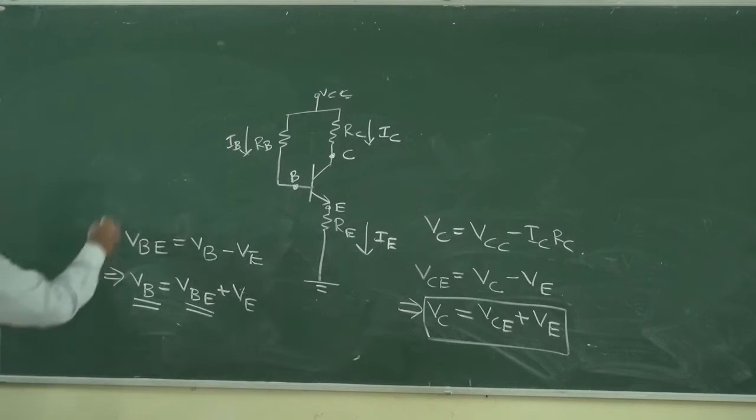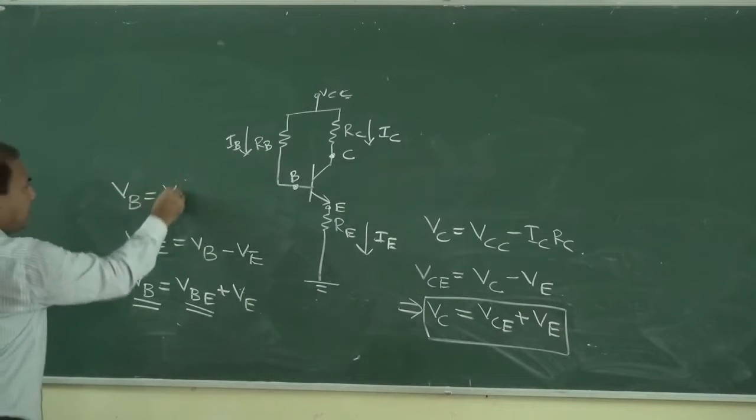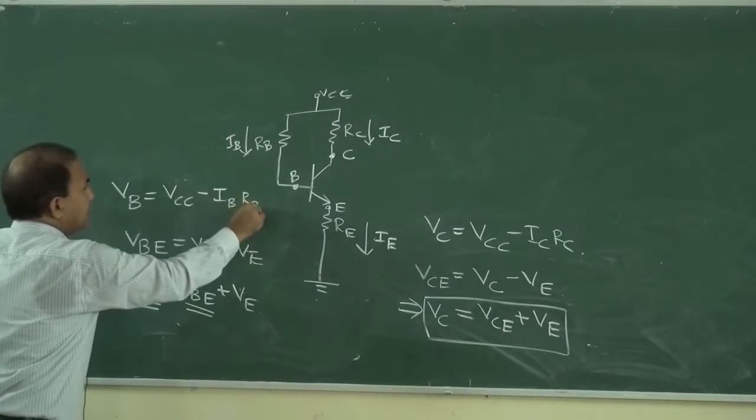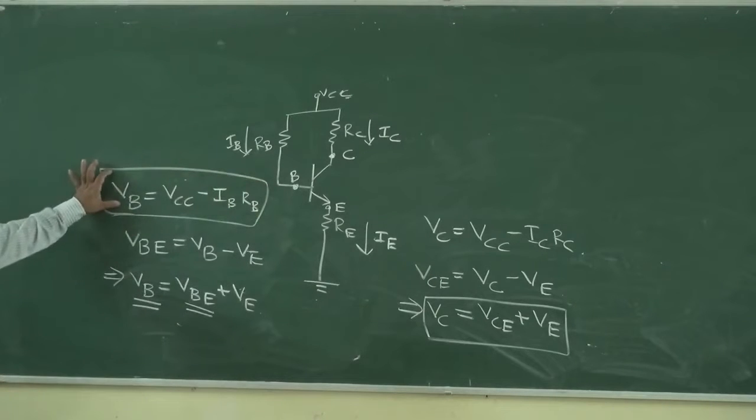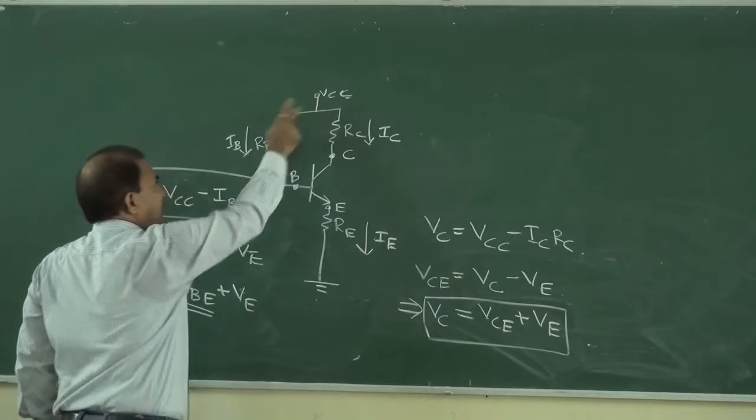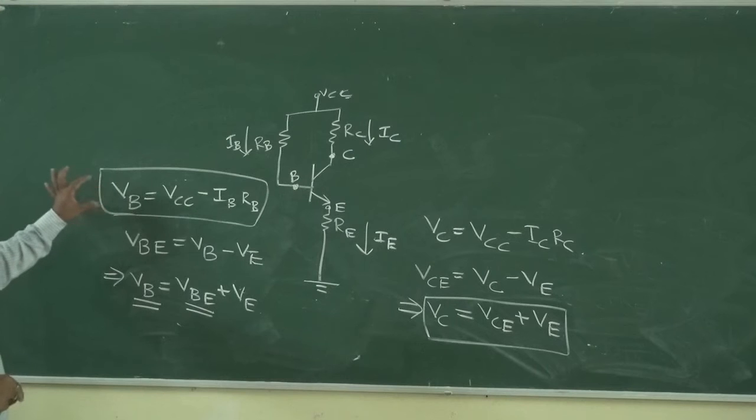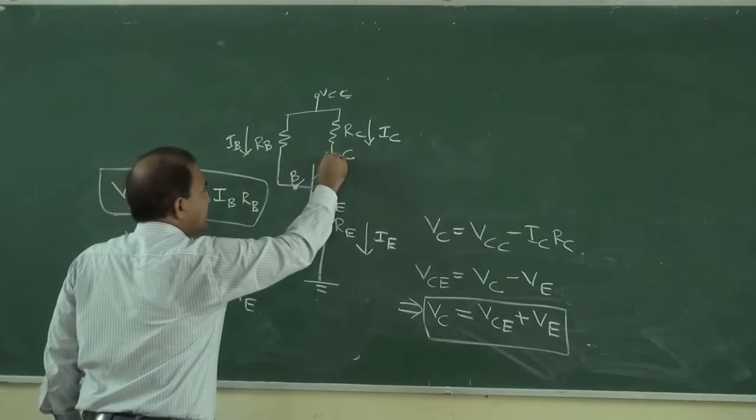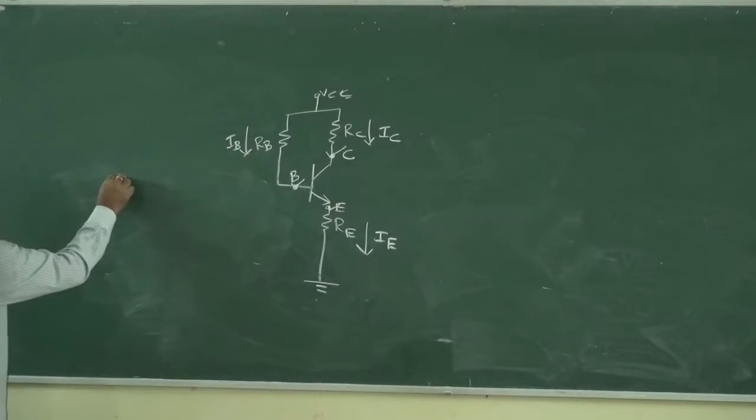Then another method to determine VB: it is equal to VCC minus IB RB. From this expression also we can determine the voltage at point B. It is equal to VCC minus IB RB, so it is equal to VB. In this way we can determine the voltage at point B, voltage at point C, and voltage at point E.